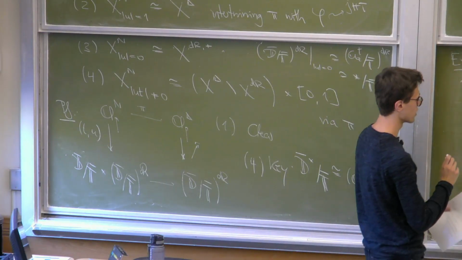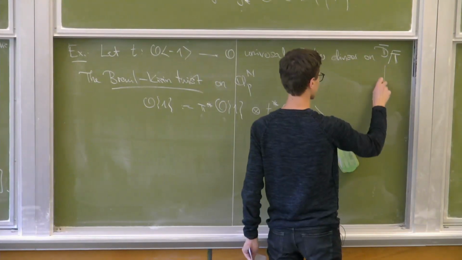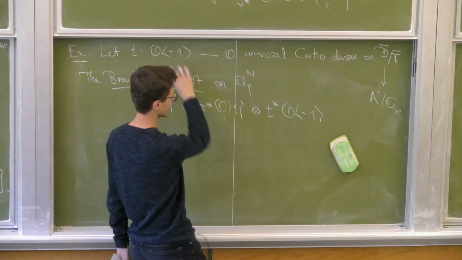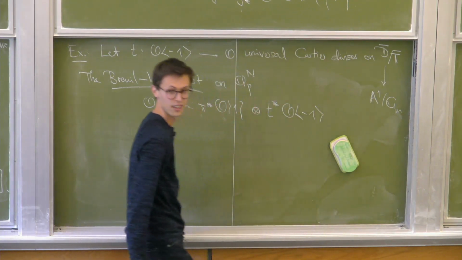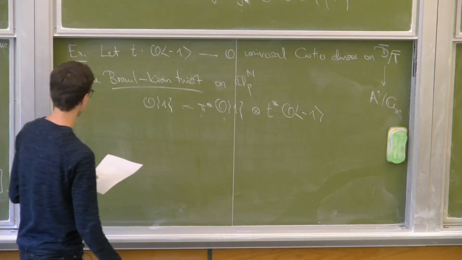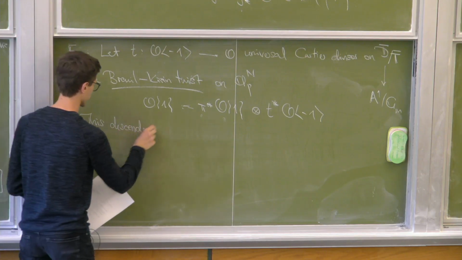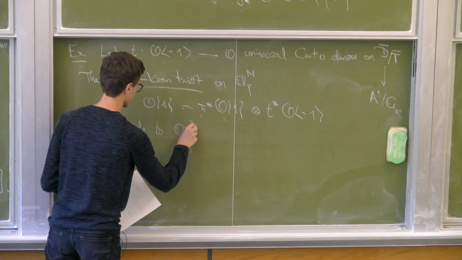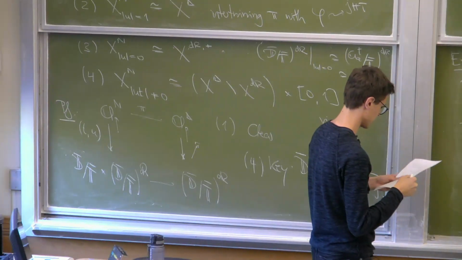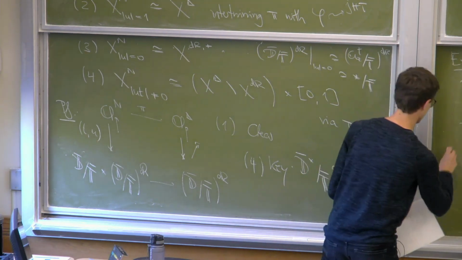What's the universal Cartier divisor on this? This maps to A^1 mod G_m, and this O(-1) is the universal line bundle of the classifying stack. All right, and you can check that this descends to the syntomification.